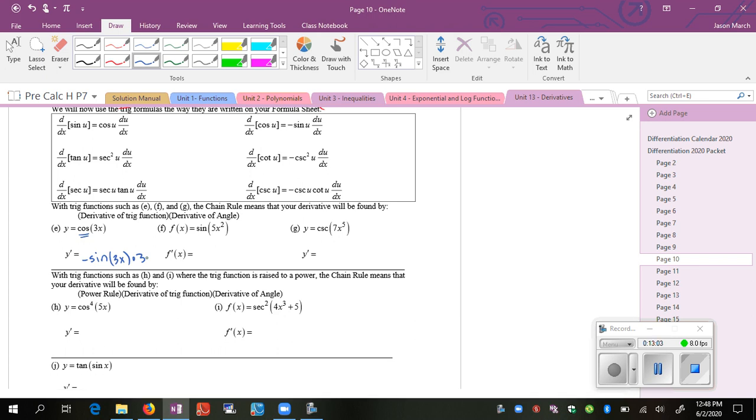If you want to practice F and G right now, go ahead and pause the video, but I'm going to go ahead and do them. Derivative of sine of 5x squared, derivative of sine is cosine. I haven't taken derivative of what's on the inside yet. And now I multiply, right? It's called the chain rule because we're multiplying by the links of the chain. So we have cosine of 5x squared times the derivative of what's on the inside of the parentheses, which is now 10x.